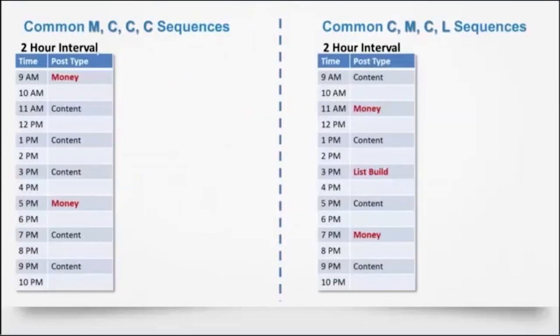So here we are looking at some sequences broken down over the day. Like I said, most of my fans are awake and active on their pages from 9 a.m. to 10 p.m. One of the most common time intervals that people seem to naturally fall into on Facebook is a 2-hour time interval, meaning every 2 hours they make a post or they have a post scheduled to go out.